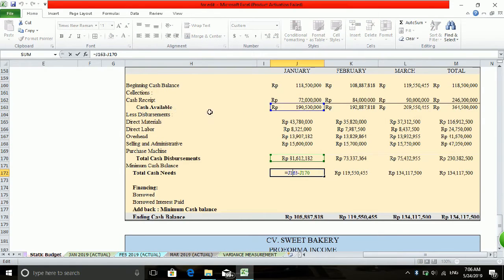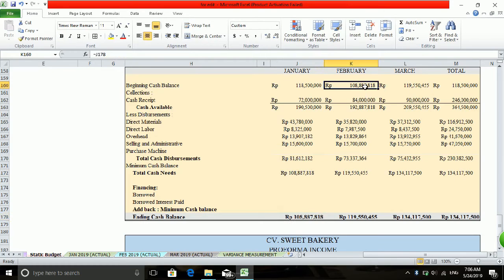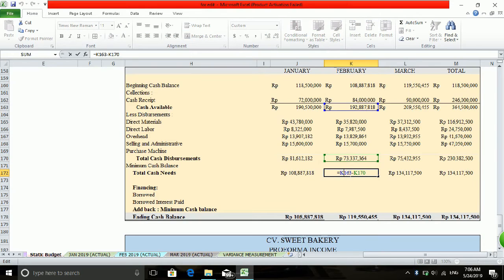The cash available less the total cash disbursement will give the total cash need, and it will be the ending cash balance. The ending cash balance will be carried down to February. Add the cash receipt. The cash receipt is from the total sales budget in February, and you will get cash available, less disbursement, same as January. Cash available less cash disbursement, and you will get cash need. And the ending cash balance is carried down to March.